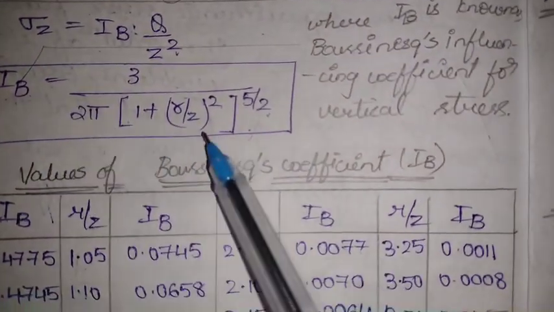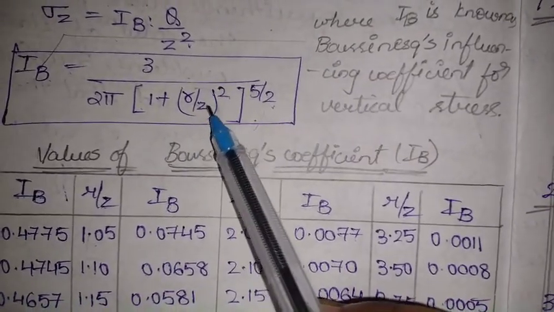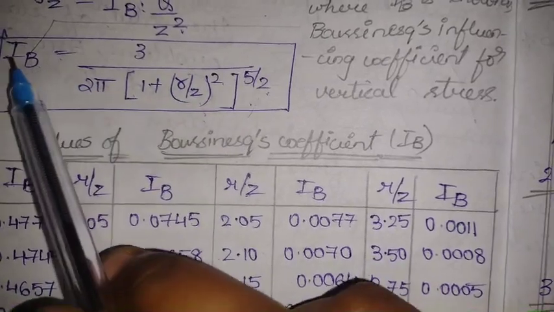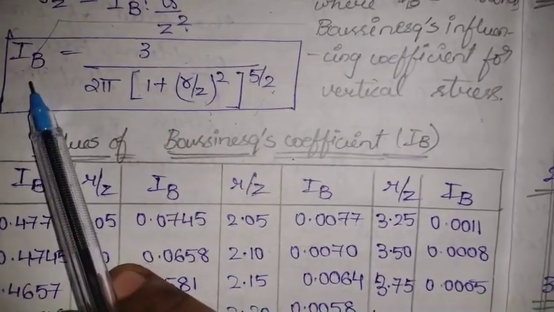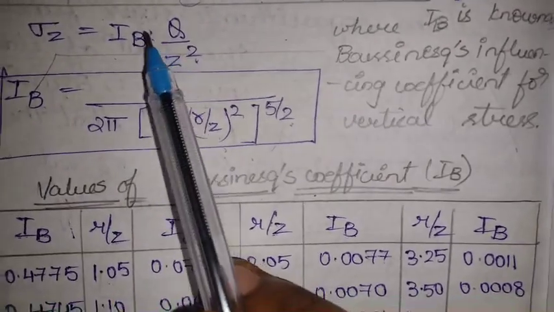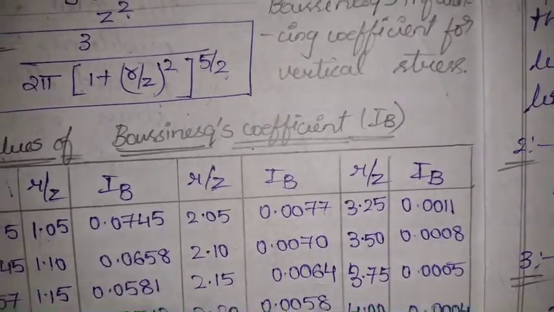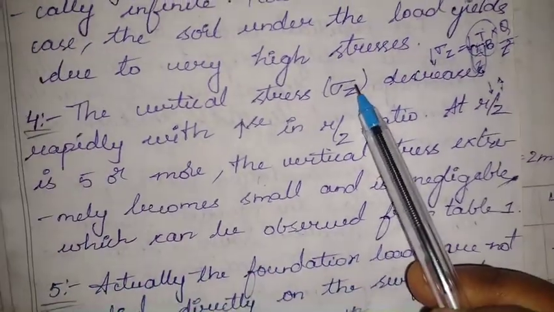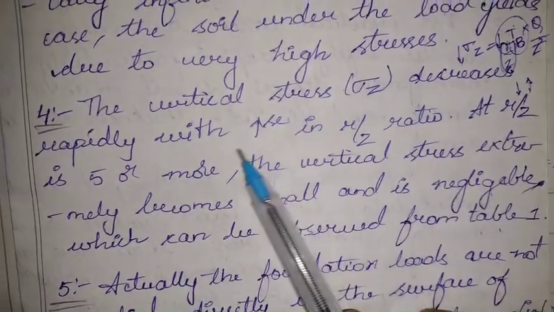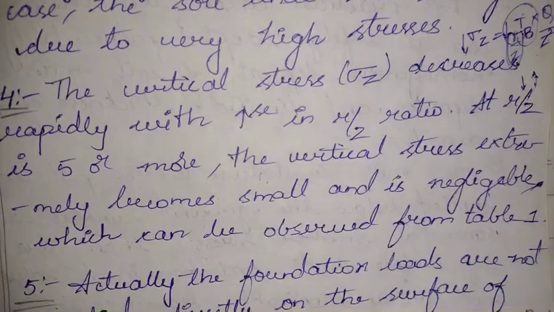I will explain this in the formula. See, in this IB, R by Z is the denominator value. Whenever the denominator is increasing, the IB value will decrease. And from this equation, whenever IB is decreasing, the stresses will decrease. So that is the relation between R by Z and sigma Z. Whenever R by Z is increasing, sigma Z will decrease. At 5, it is negligible.